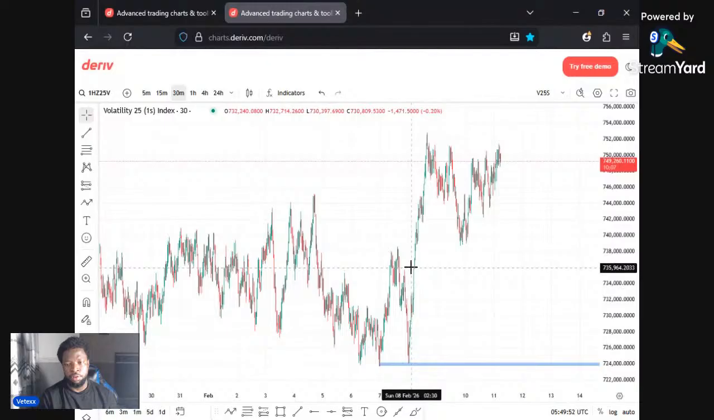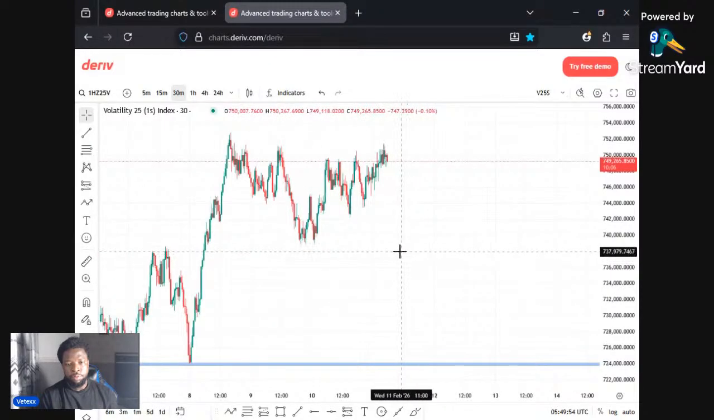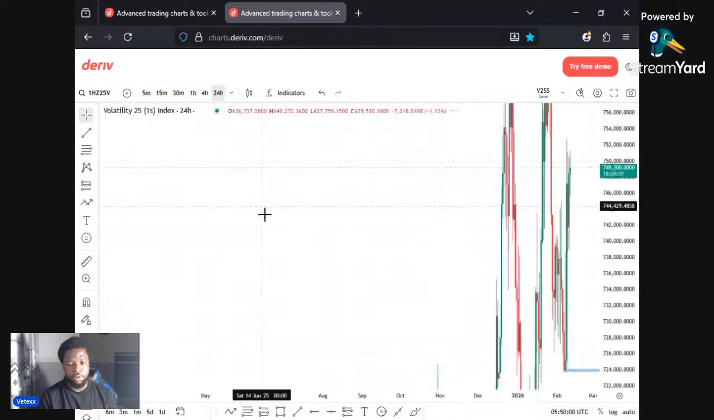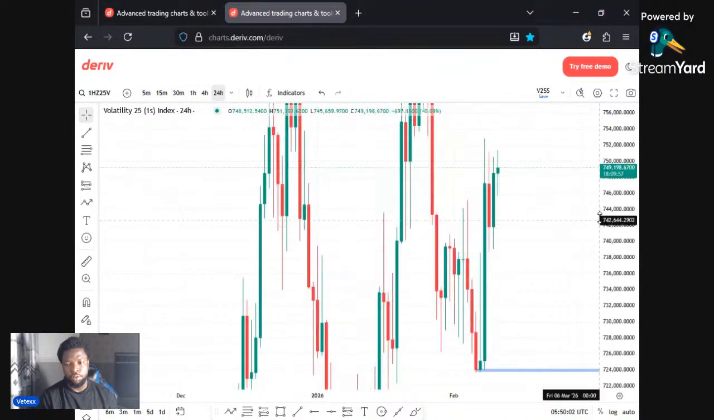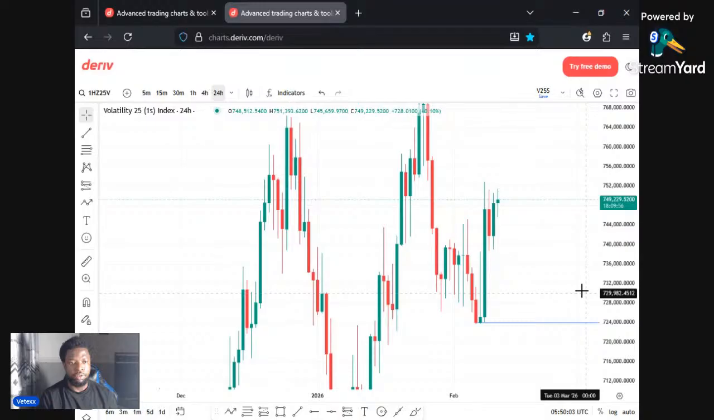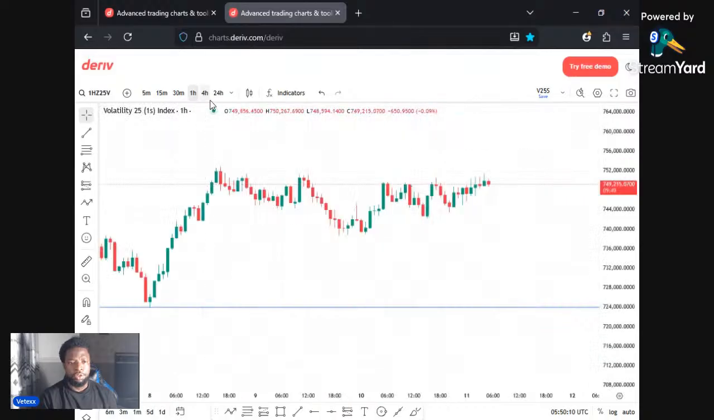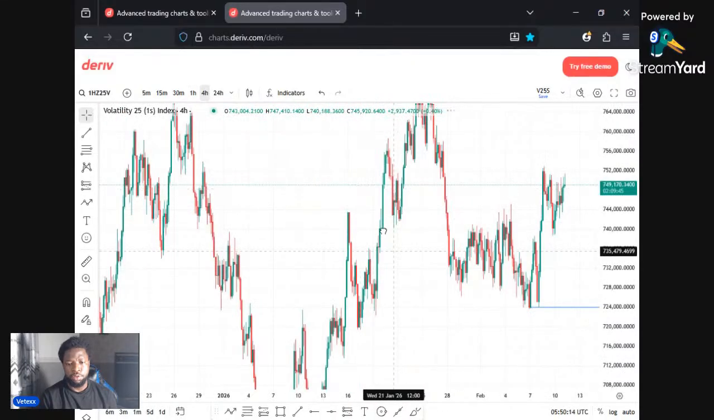B25 1S is bullish on the 24-hour time frame, and then also bullish on the 1 hour time frame. So starting from the 1 hour time frame, let me show you where the price is coming from on the 4 hour time frame of V25 1S, so you know what to look out for.